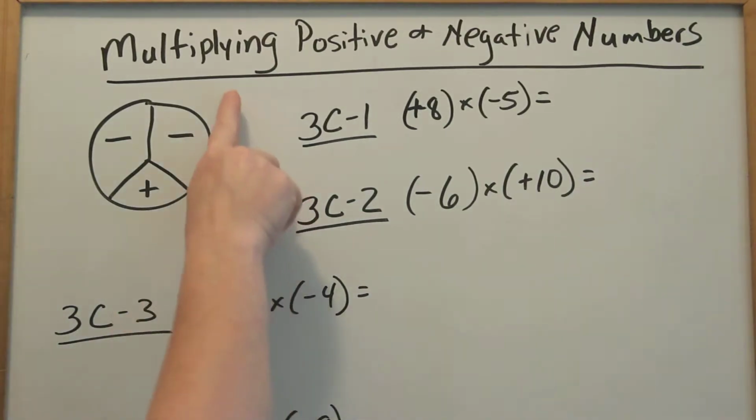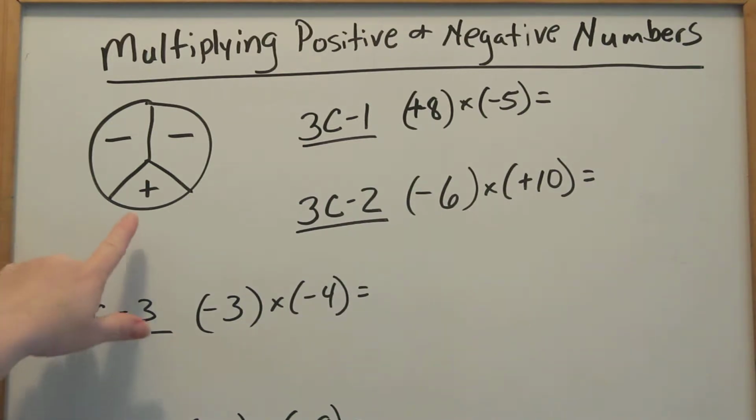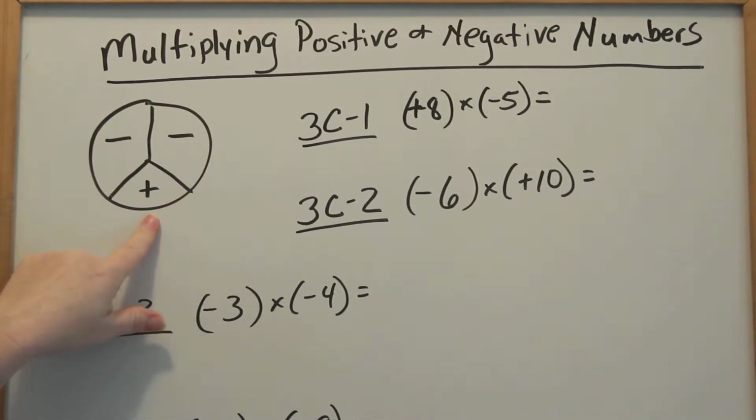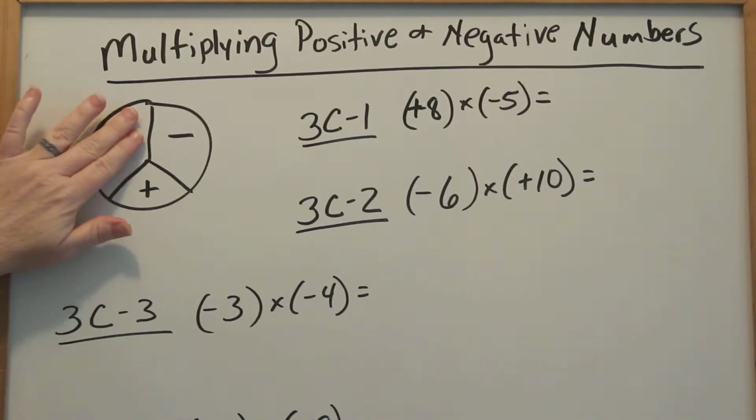Okay, today we're going to do multiplying positive and negative numbers. The first thing I want to do is show you this. It looks kind of like a face. This is a good little trick or tip to help remember how to multiply positive and negative numbers. Basically, you cover up whatever one you don't need.